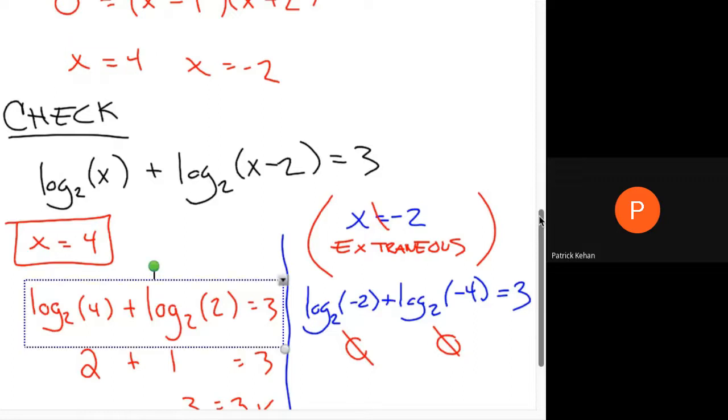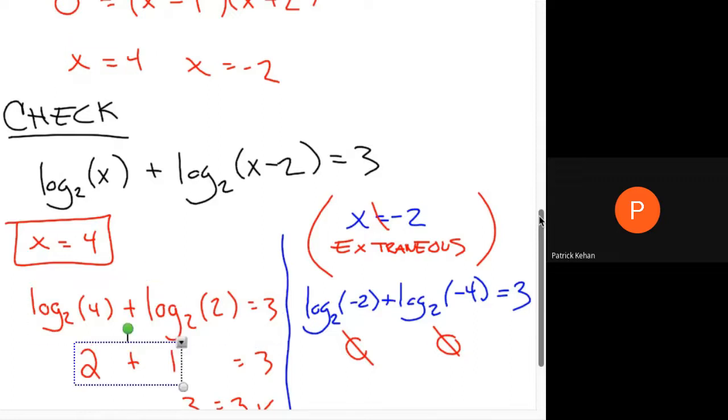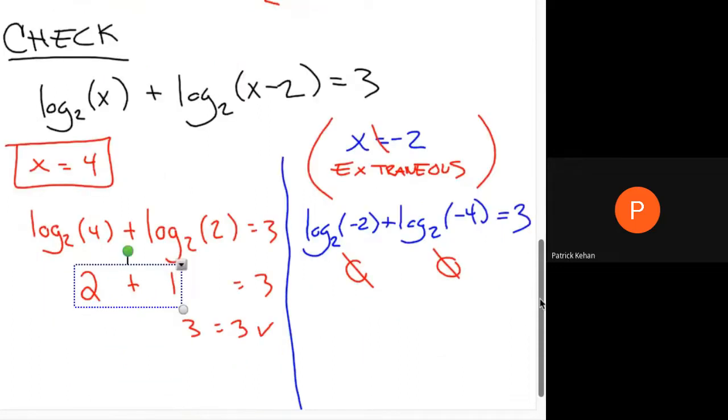So we're going to check 4. So log base 2 of 4 is 2, right? 2 to the second power is 4. And then log base 2 of 2 is 1. 2 plus 1 is 3. This one actually checks out for us. 3 equals 3.